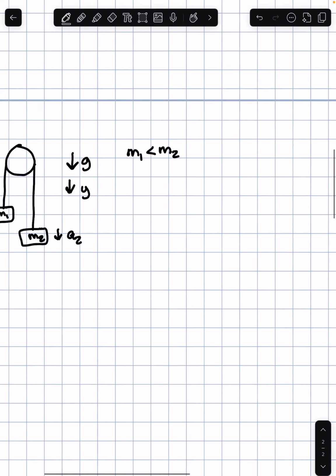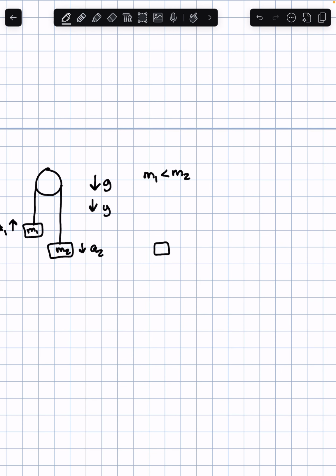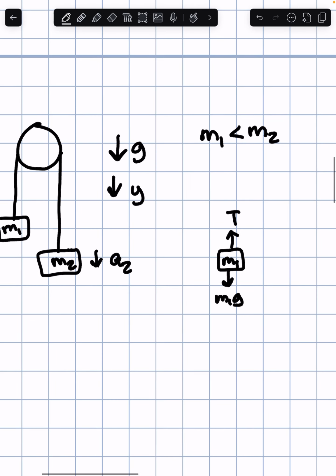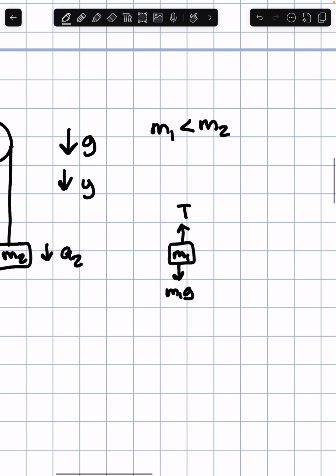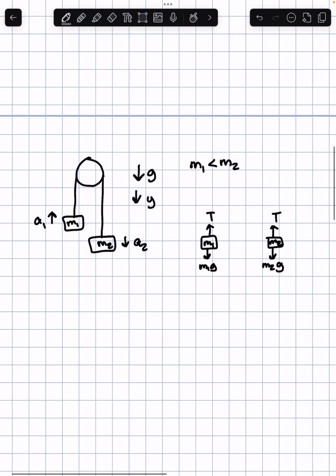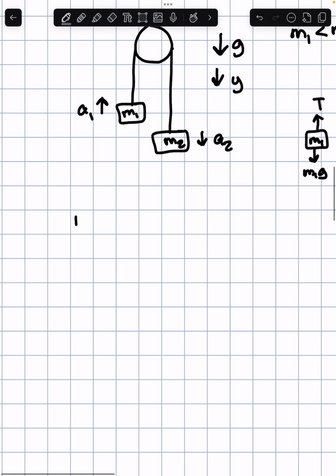All right, let's draw our free body diagram. M1 has two forces acting on it, M1g, and a tension. Now, M2 will have two forces acting on it, M2g, and also tension. Let's write the F equals ma for these. We are only concerned with the vertical direction.